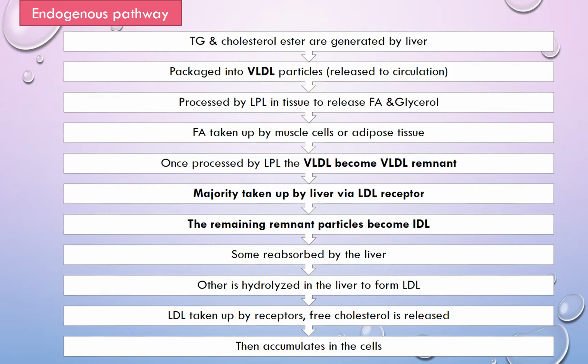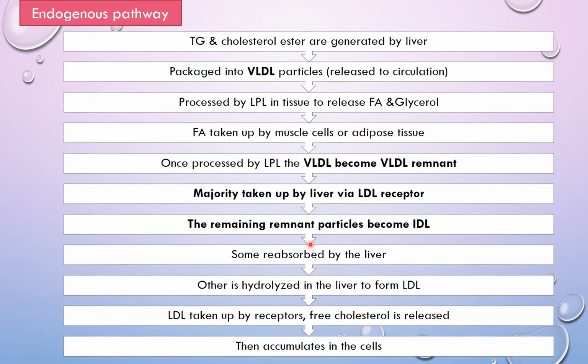Now we are going to look at the endogenous pathway. The endogenous pathway starts from the liver. The triglyceride and cholesterol ester are generated in the liver and packed into VLDL particles to be released into the circulation. This is then processed by the lipoprotein lipase in the tissue to release fatty acid and glycerol. The fatty acid will be taken up by the muscle and adipose tissue. Once processed, the VLDL will become VLDL remnant, and the majority will be taken up by the liver through the LDL receptor.